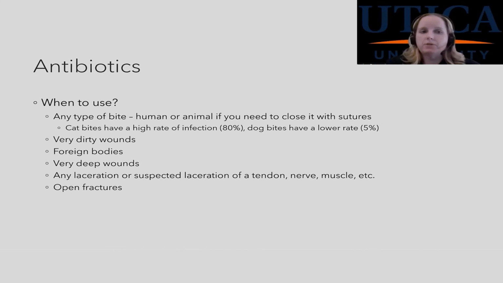Antibiotics, I kind of talked about this earlier. When do you use them? You don't need them for every single case. Most cases don't require antibiotics. So bites, if you have to close it with sutures, they get antibiotics. Otherwise, usually not, unless it's a cat bite.